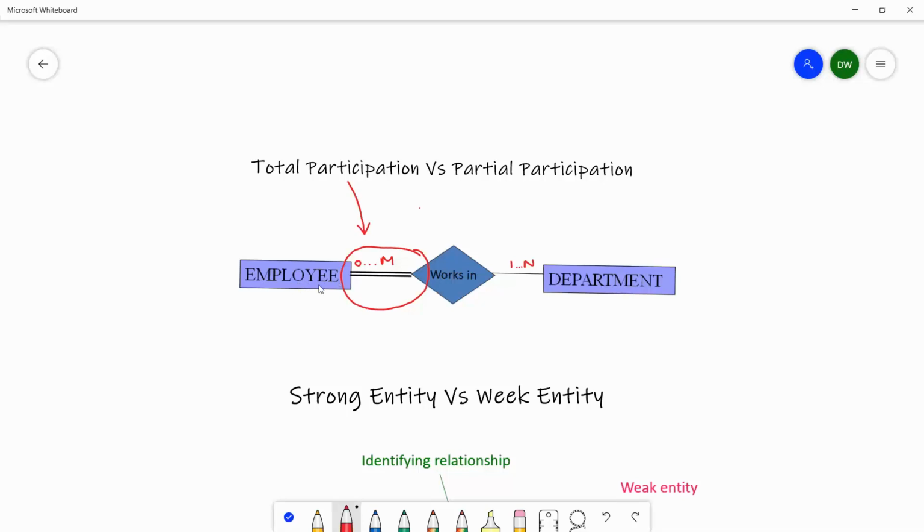There cannot be any employee who doesn't have a department, but there can be departments that do not have employees, right? So that's the meaning. In such a situation, what we do is we draw double lines here. Don't misunderstand. When we are drawing double lines, they should be drawn on this side, not the opposite side.